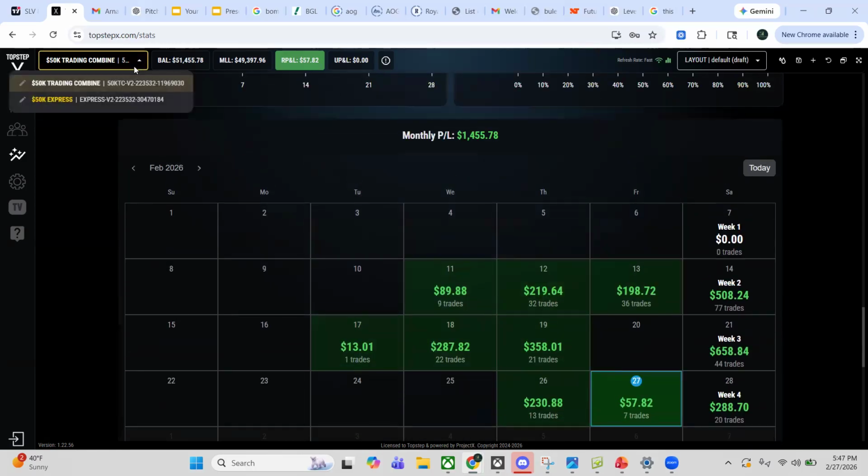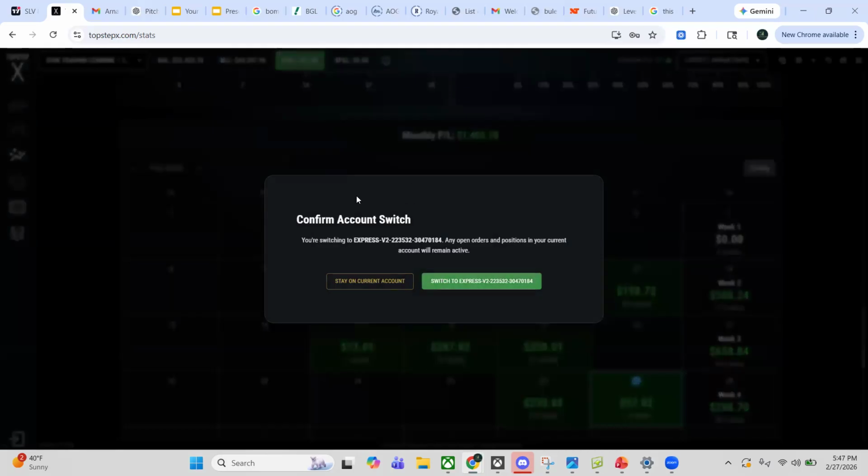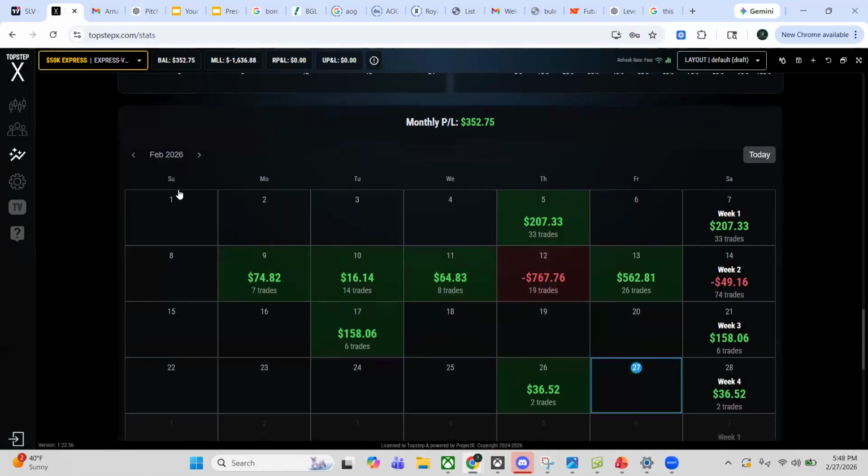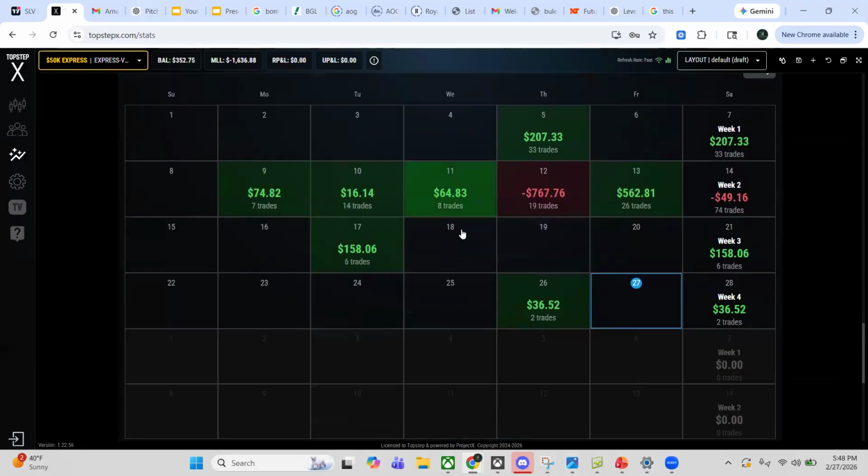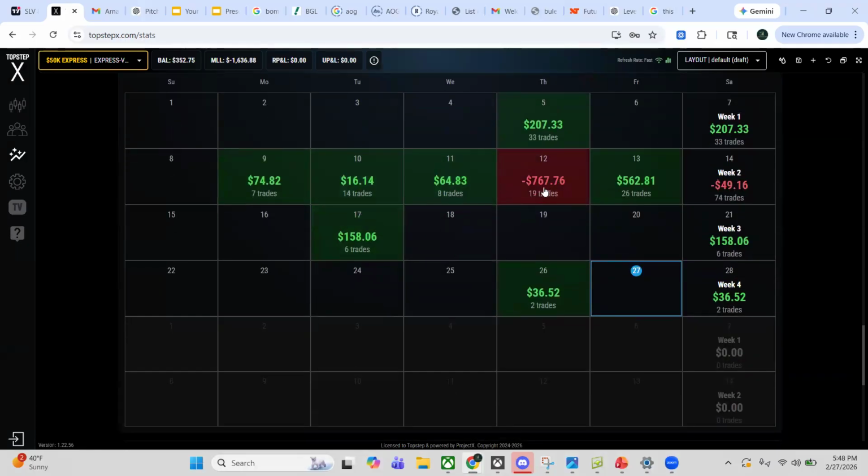And then I'll flip to my Express account here too, and I'm going to teach you guys something here that I learned the hard way. So I'll flip to my Express here. Okay. This trade right here on the 12th, and I'll even jump to the chart and show you. Other than that trade, this account I'm way more conservative with. As you can see, I'm not looking for huge wins. Really, in the Express account, I'm looking for like $150 a day.